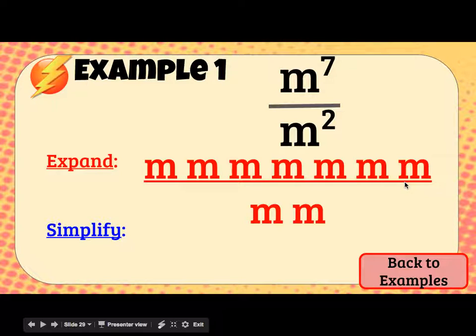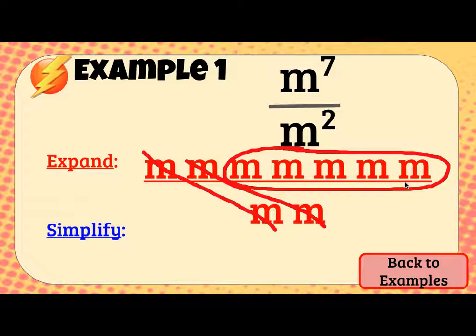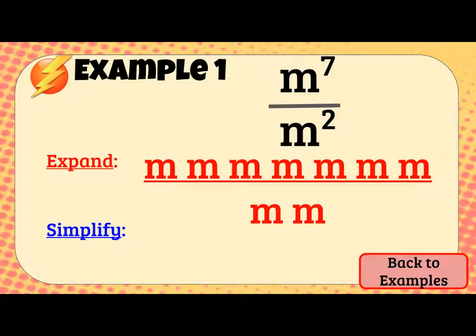Well, how could I really simplify this? Well, if I had an m divided by an m, that really cancels it out and it equals 1. So these two cancel each other out. This m cancels out this m. So really, what am I left with? I'm just left with 5 m's because two of them canceled each other out. So m to the 5th is really what this one is.